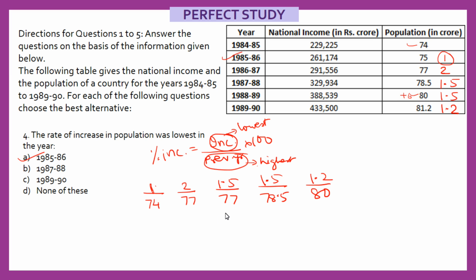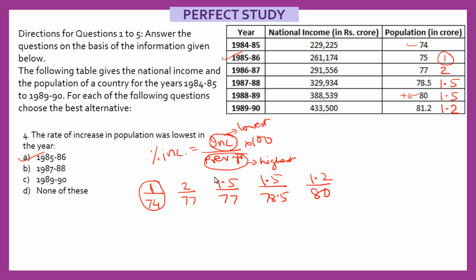But in the denominator, the increase is very, very less. There is no 20%, 50% increase in the denominator. The highest maximum is 74 to 80, that is not even 10%. That is why I am saying the answer will be this particular fraction, this particular year, 1 by 74.